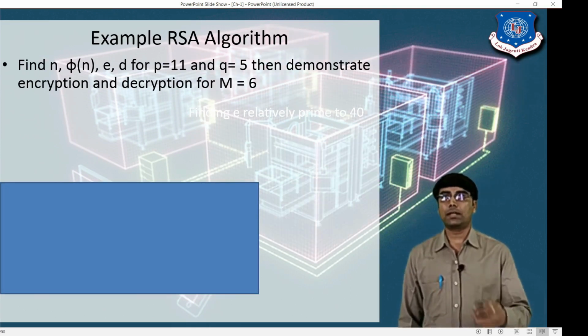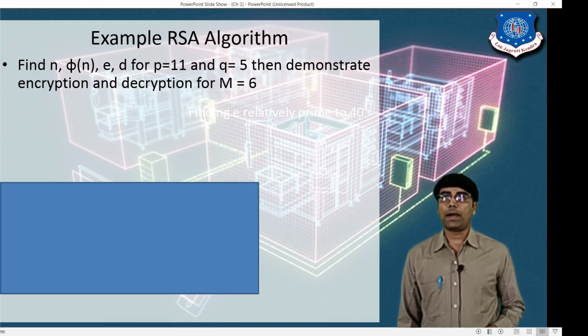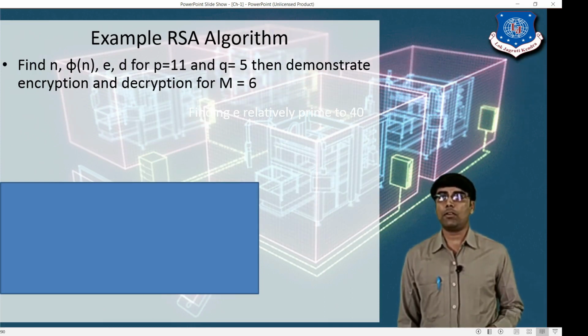Now let's take another example. Here you are given P equal to 11 and Q equal to 5, and you have to find N, phi of N, E, and D. You have to perform the encryption and decryption, and the message is M equal to 16.